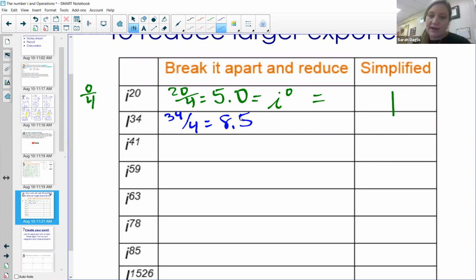8.5. All right, so how could I put 0.5 in some kind of a fraction with the 4? Well, what's half of 4? It's 2. So 0.5, remember, we're looking at our decimals here. 0.5 can be written as 2 over 4. I'm using the number 4 because of that cycle. So that's going to be equal to i to the power of 2. And i squared is negative 1.